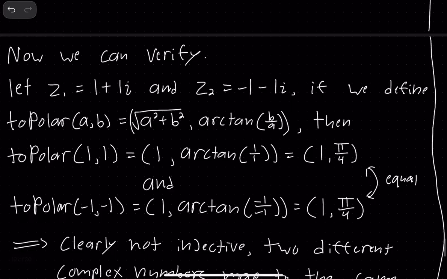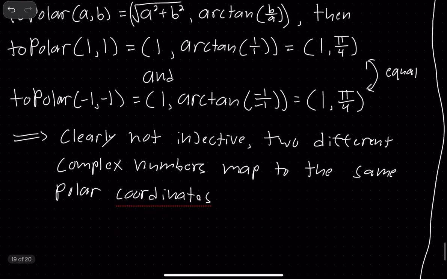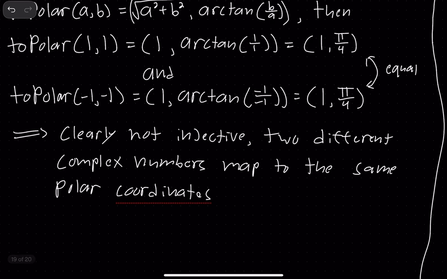So we can verify how that works here. If we let z1 be the original 1 plus 1i and z2 be -1 minus 1i, and we define to_polar with just the traditional arctangent, we see that we get the polar coordinates 1 and pi over 4. And that produces the exact same parameterization with -1, -1. We get 1 and pi over 4 again here. So that's why this is a problem, because to_polar is no longer injective. It's clearly not injective. Two different complex numbers are mapping to the same polar coordinates.